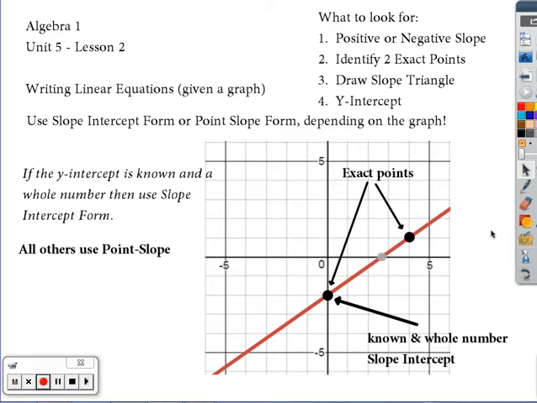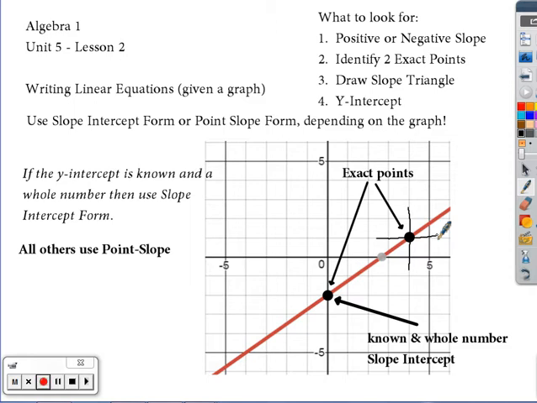So, first of all, exact points are points that actually intersect on the grid lines of the graph. So if it intersects on a grid line of a graph, then it's an exact point. If it's floating somewhere out in the middle, it's not an exact point. We don't want to use it. That would not be good.